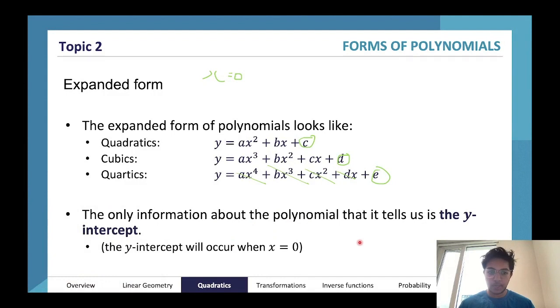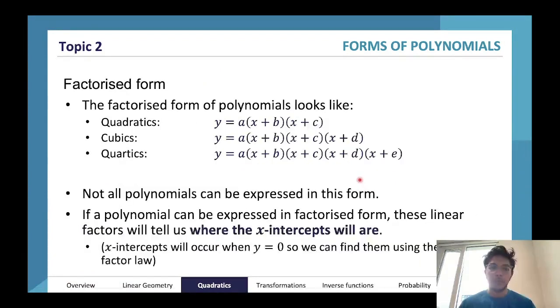All right, I'm going to move on from this form. Okay, factorized form. Factorized form is a lot easier to deal with. I think visually it also looks nicer just because everything is bunched together. So this will tell us what the x-intercept looks like. Though keep in mind that not all polynomials can be expressed in this form, and you'll definitely come across polynomials that you can't factorize, and with those it's a little bit harder. Generally, non-factorizable polynomials don't have x-intercepts, so that's a pretty good rule to keep in mind.